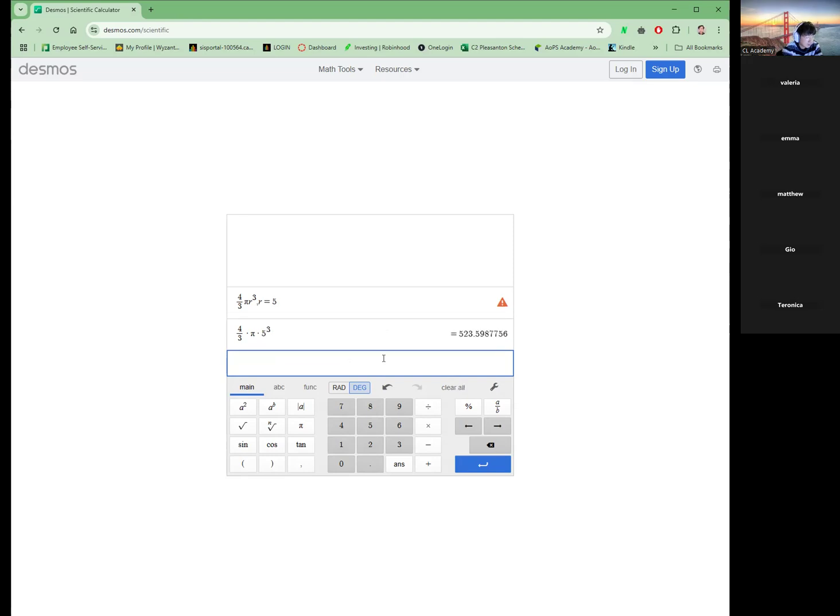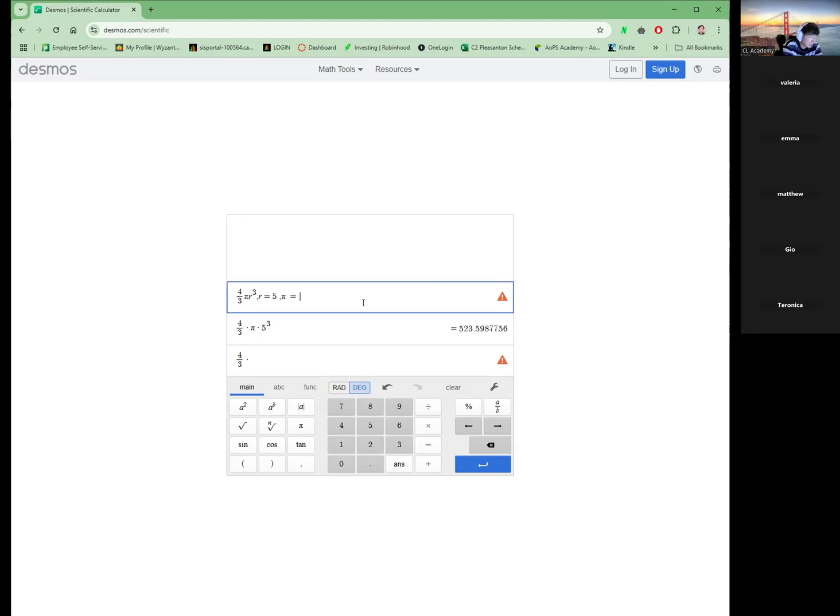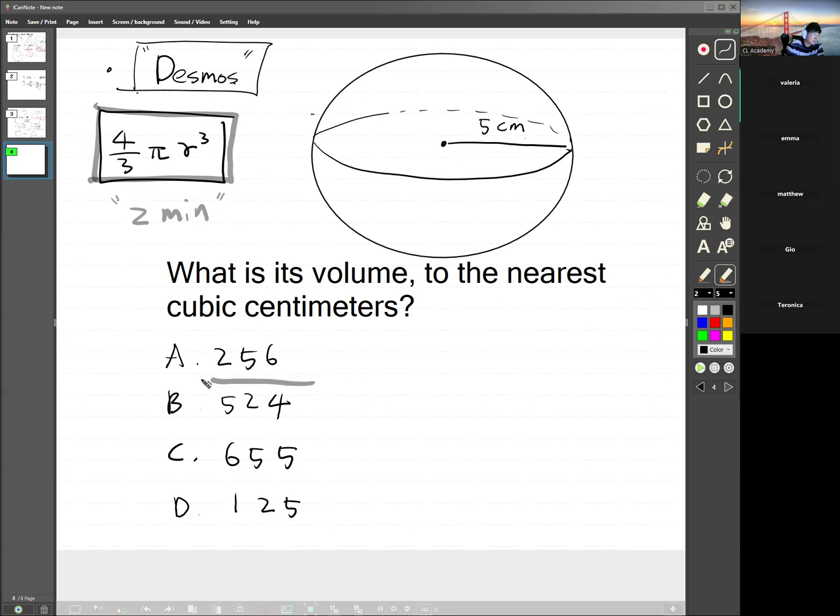If you don't know how to type this, then you type 4 and click division, and times, instead of pi, pi is around 3.14. If you don't know where to find pi on the calculator, you can just type 3.14. And then times, if you don't know how to type 5 cubed, just do 5 times 5 times 5. So 523.33333. Since we use 3.14, that's why it's a little bit off. But the answer will be closest to 523. So B.